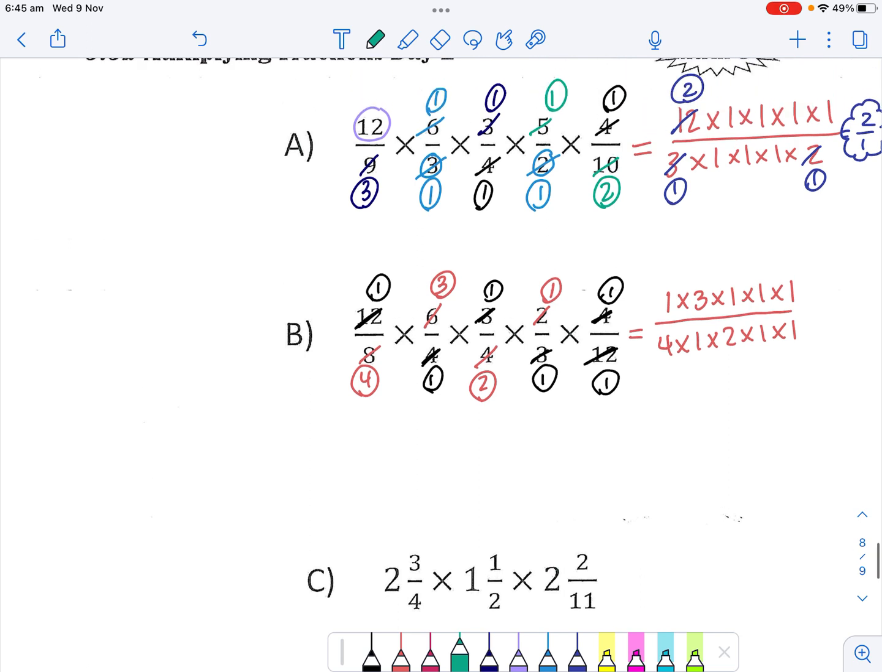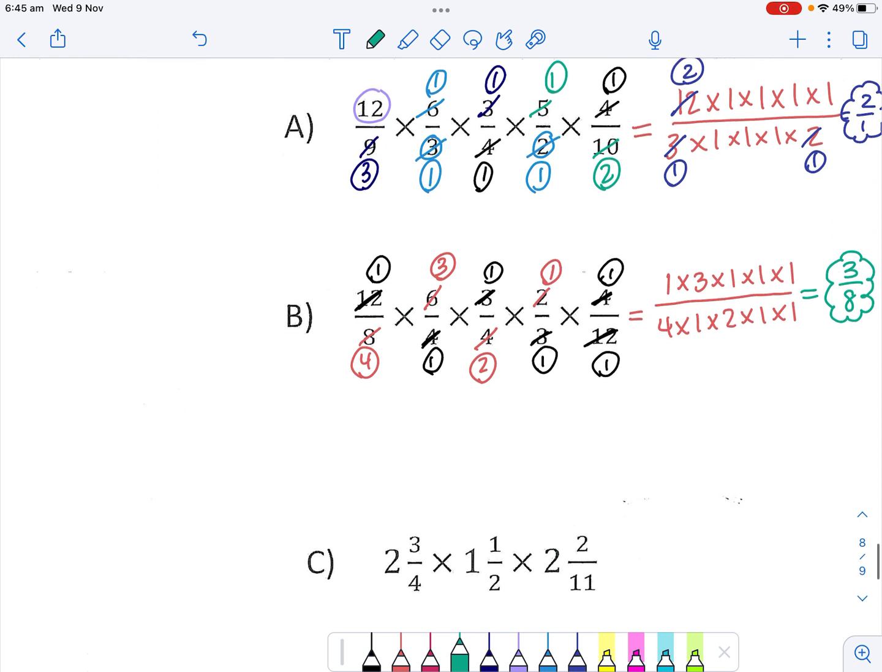So in part A, those numbers were separated. One was the beginning, one was the end on the bottom, but they still could cancel or go into the number on the top, so we could still cancel them. Here, the 3 does not go with the 4 or the 2, so I just have to finish my multiplication. 3 on top and then 8 on the bottom.